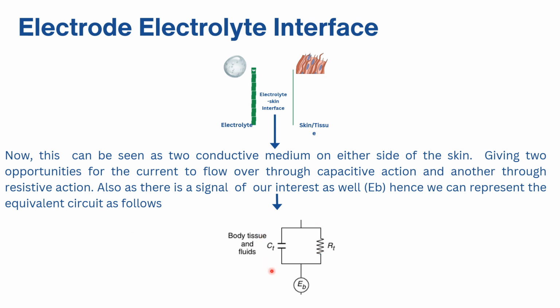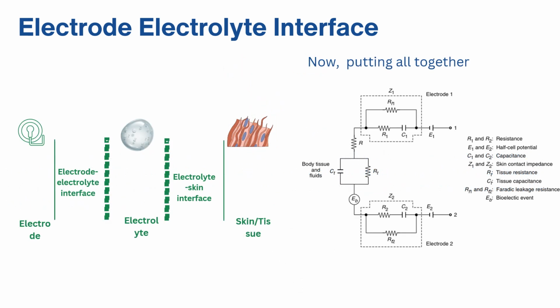So they have drawn an equivalent circuit like this as capacitor and resistor, and these are because of the body tissue and the fluid, right? And then comes our signal, which is the signal of our interest. If it is from the heart, ECG, if it is from the brain, EEG. So those signals we call EB. So this EB is the actual biosignal, but we also get some interference or disturbance from this CT and RT. So this will create unwanted noise, right?